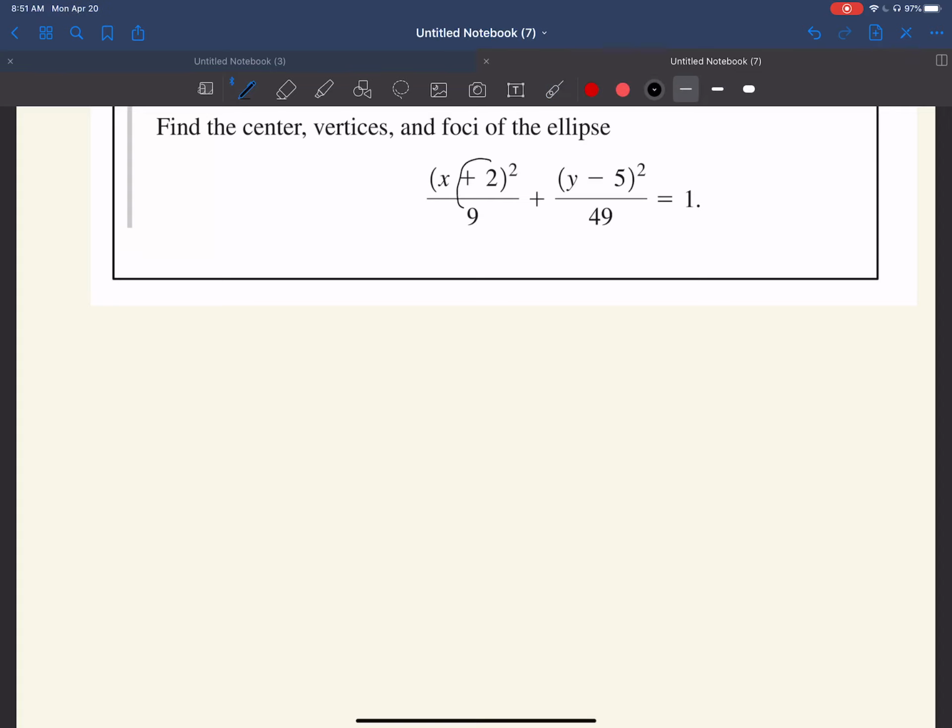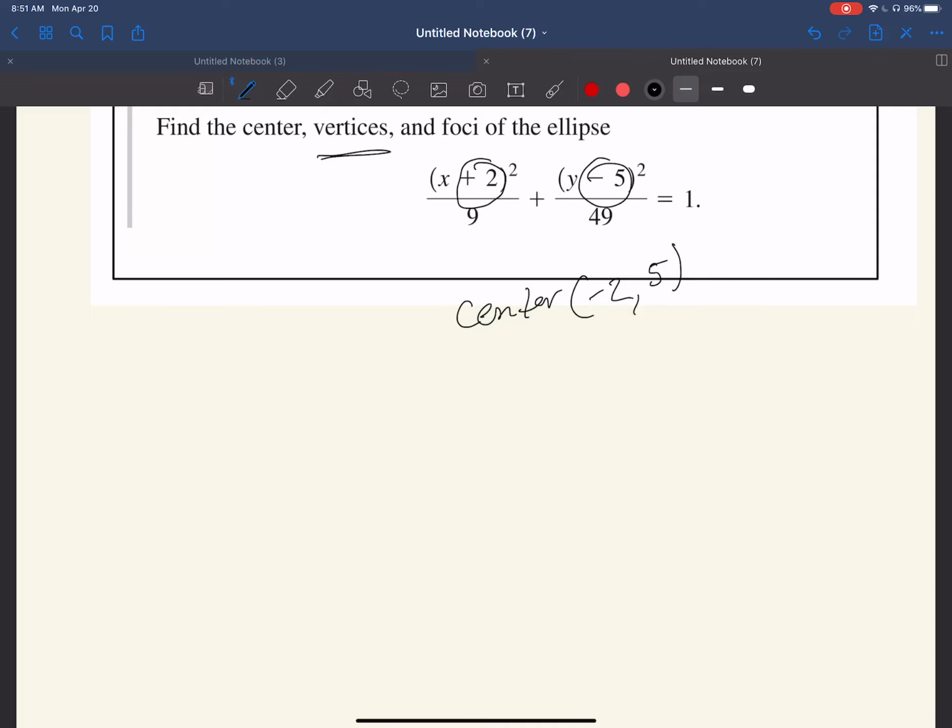So we're going to use the +2 and the -5 to find it. And when we do it, we'll have found the center. All we have to do is change the signs. You see a +2, so the x value is going to be -2. You see a -5, so your y value is going to be 5. So again, to find the center, you're going to use the opposite sign of what you see in your equation.